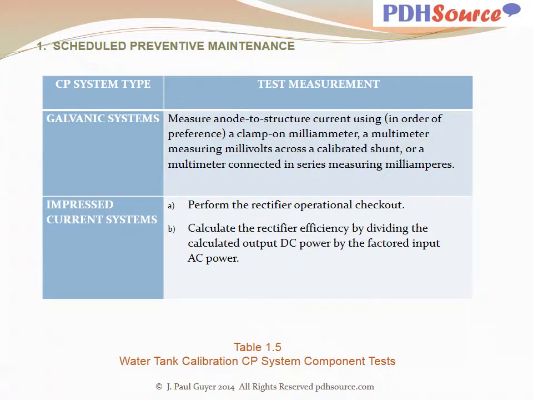Table 1.5 indicates water tank calibration requirements for cathodic protection system component tests for both the galvanic systems, or sacrificial anode, and the impressed current systems. For the galvanic systems, measure anode to structure current using, in order of preference, a clamp-on milliammeter, a multimeter measuring millivolts across a calibrated shunt, or a multimeter connected in series measuring milliamperes. For an impressed current system, A, perform the rectifier operational checkout, and B, calculate the rectifier efficiency by dividing the calculated output DC power by the factored input AC power.